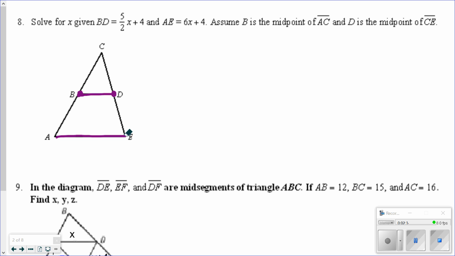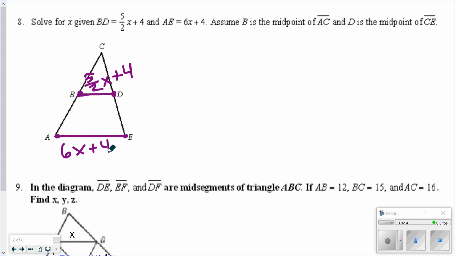Well, look at our picture. It is clear that BD is not congruent to AE. I'll say that again: those 2 segments are not congruent. We can see that AE is larger. But how much larger is it? Well, it's double what the midsegment is. So if my midsegment is 5/2 x plus 4, and my third side is 6x plus 4.